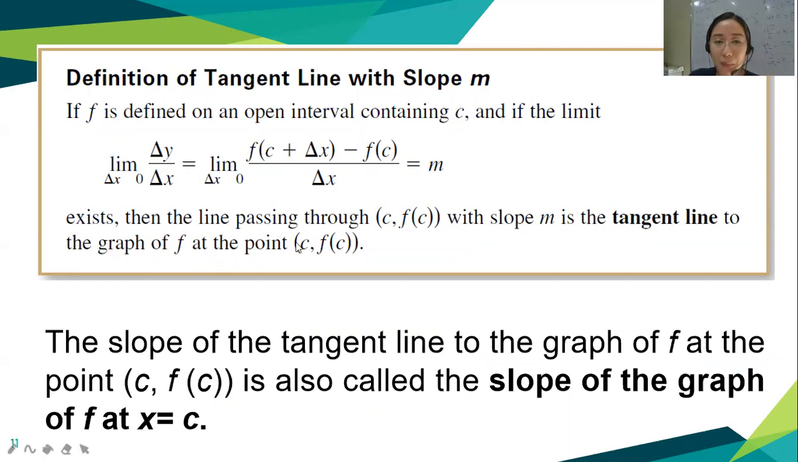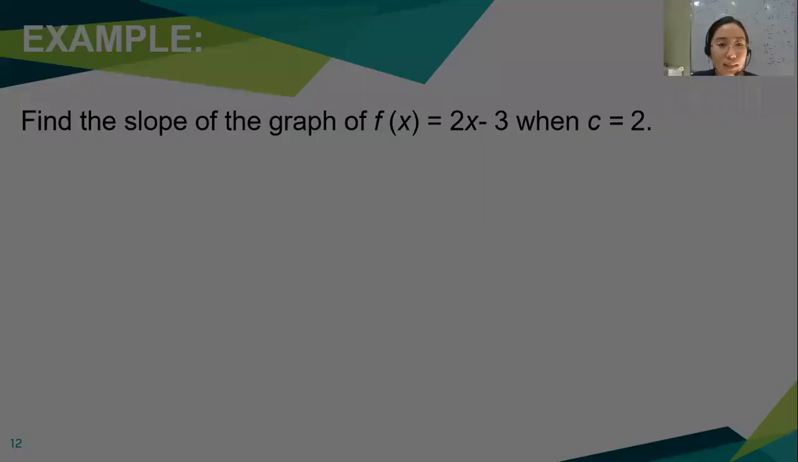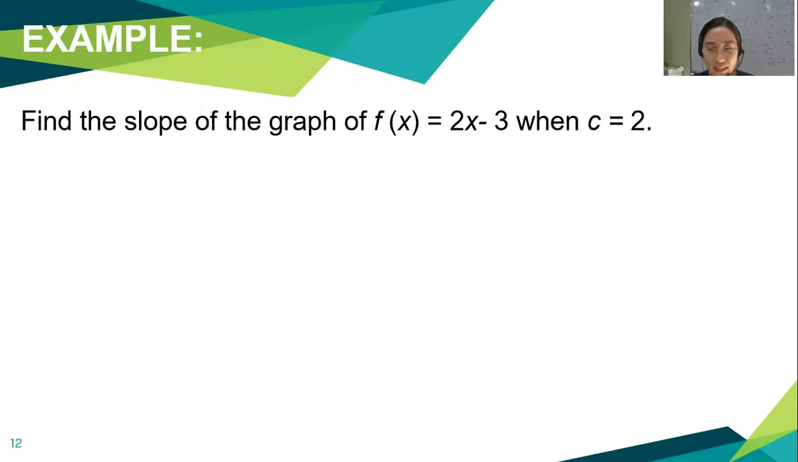exists, then the line passing through the point c, f of c with slope m is the tangent line to the graph of the function at the point c, f of c. The slope of the tangent line to the graph of f at the point c, f of c is called the slope of the graph of f at x equal to c.